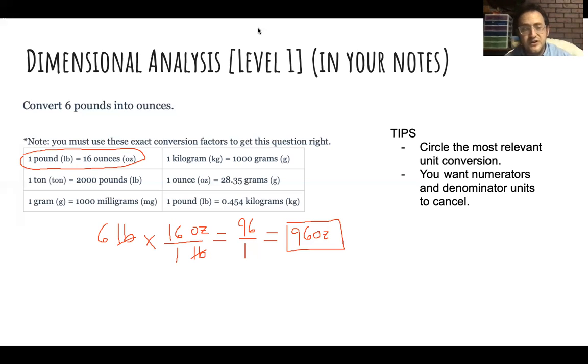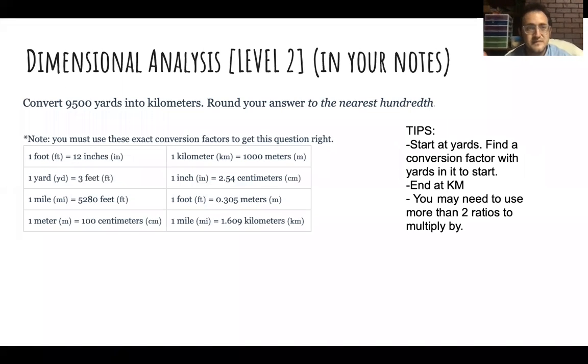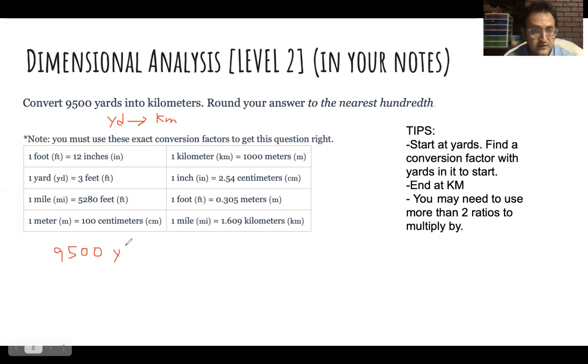So now let's go to a level 2 problem on Delta Math. All right, so this one, you are going to go from yards to kilometers. So I like to think about the end goal and where we start at. So we're going from yards to kilometers. And where we're starting is 9,500 yards. So that's where we're starting. And I like to plan my first ratio.